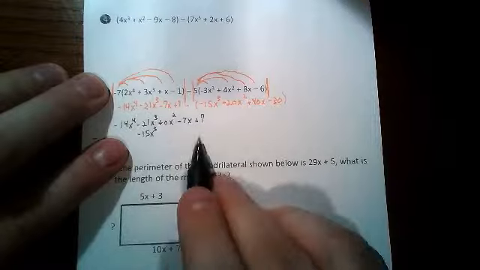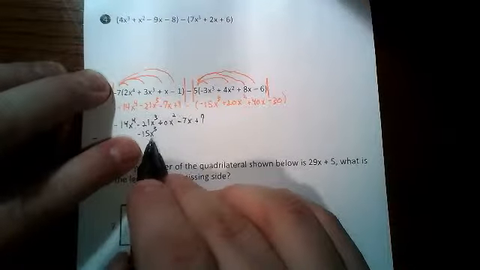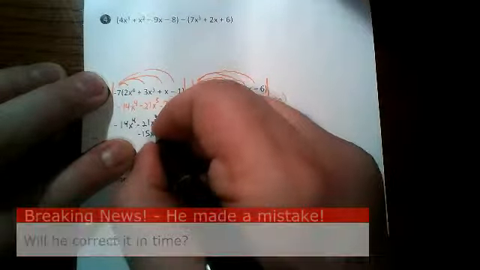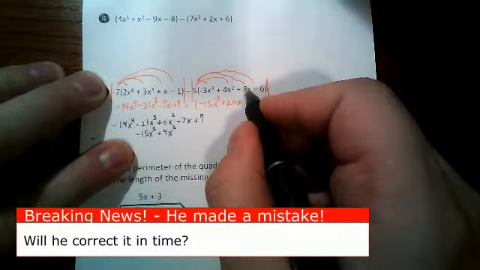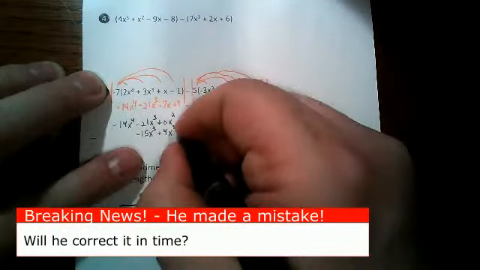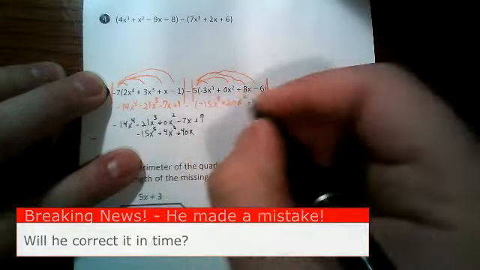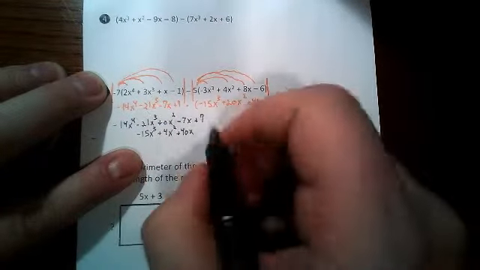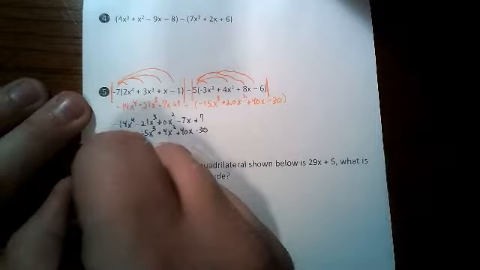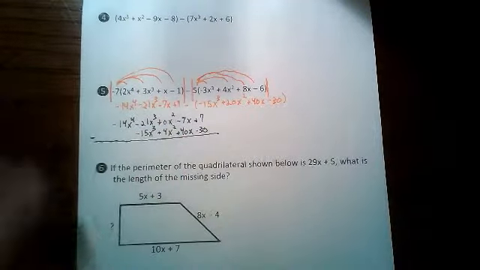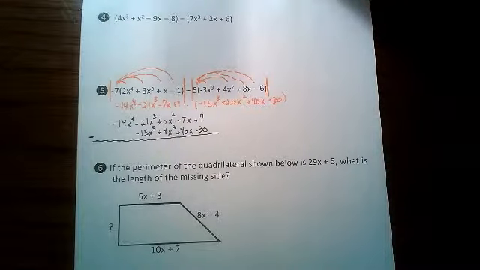And I keep going. So negative 15x cubed plus 4x squared plus 40x, and then minus 30. So that's what I'm subtracting. And so I keep going with that.